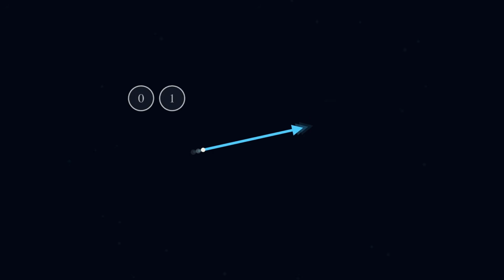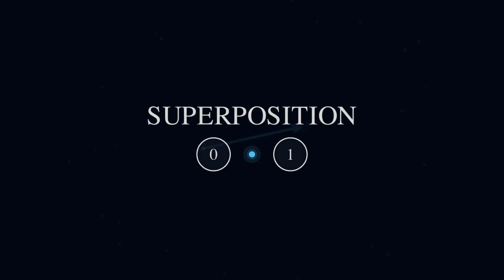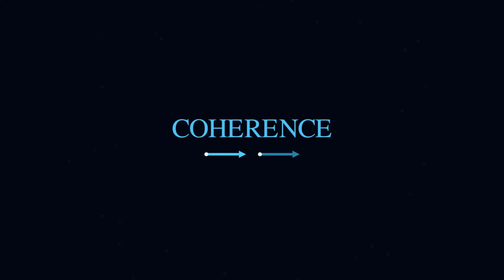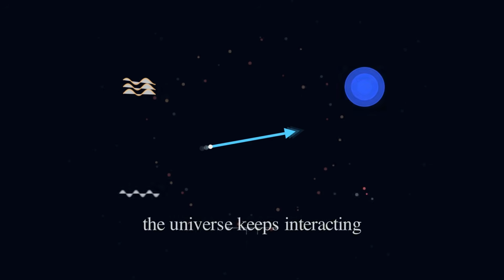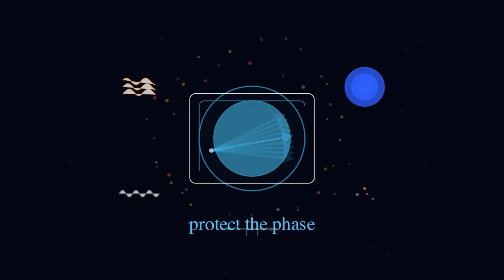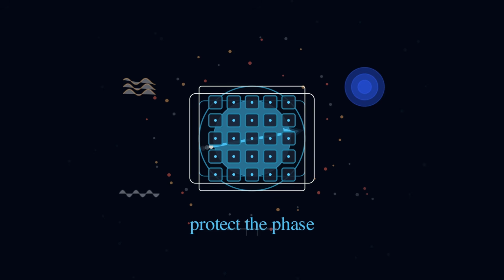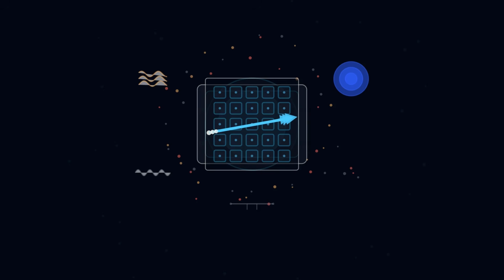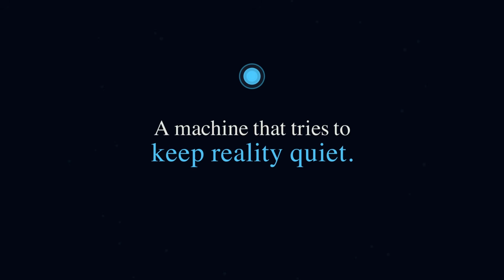So yes, qubits can be in superpositions, but that was never the full story. The real story is interference. Interference needs phase. Phase needs coherence. And coherence is what the environment keeps destroying. A quantum computer is not powerful because it escapes physics. It is powerful because it uses physics with extreme precision. But the rest of the universe is also physics. So building a quantum computer means keeping quantum information alive. Just long enough to be useful. A machine that tries to keep reality quiet.